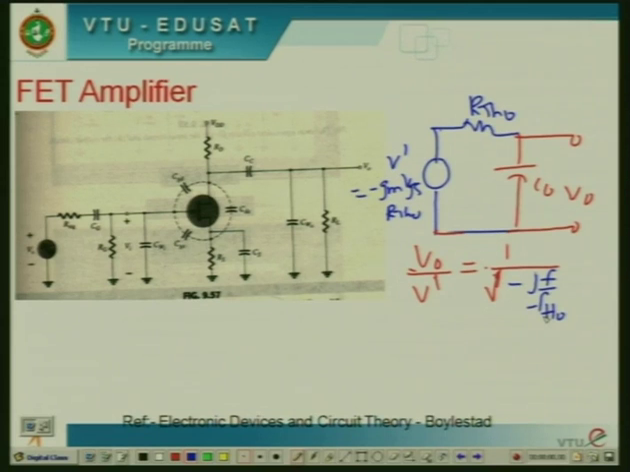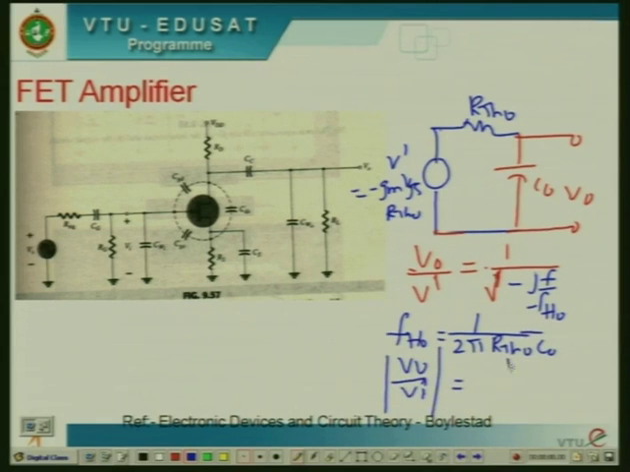Okay. Then F H naught is given by 1 divided by 2 pi, with only two components, a resistance and a capacitor. This is equal to 1 by R T H naught into C naught. Then the magnitude V naught by Vi is V dash, given by 1 divided by square root of 1 plus F by F H naught whole square.